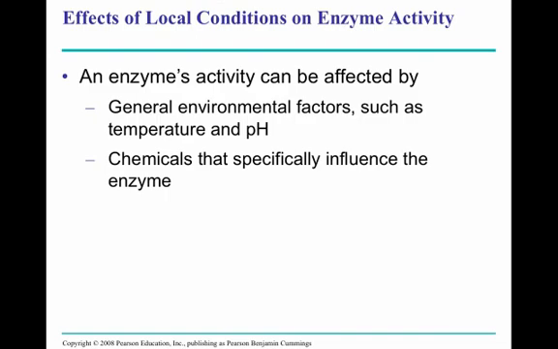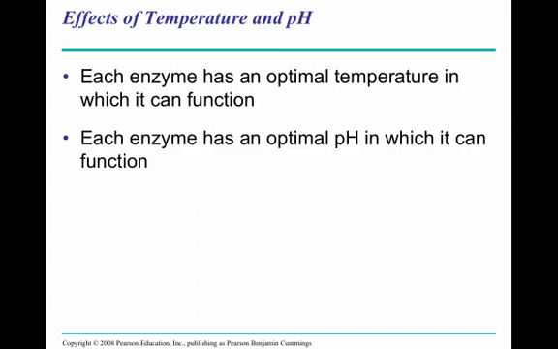keeps pumping out product. There are things that can affect the enzyme's activity, like environmental factors such as temperature and pH, because remember, proteins are very complex structures with a lot of bonds holding that structure in place. So if you change the temperature or you change the pH, you can affect the bonding of that protein, which is going to affect its three-dimensional structure. And if you affect the three-dimensional structure, you're going to change the job of the enzyme. And obviously then there are chemicals that will influence the enzyme as well.